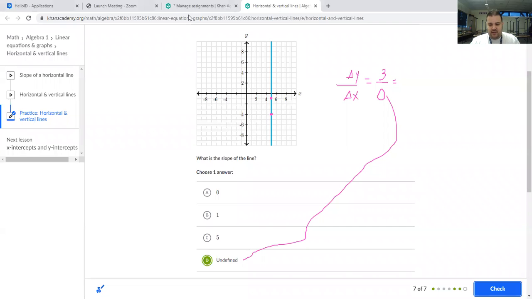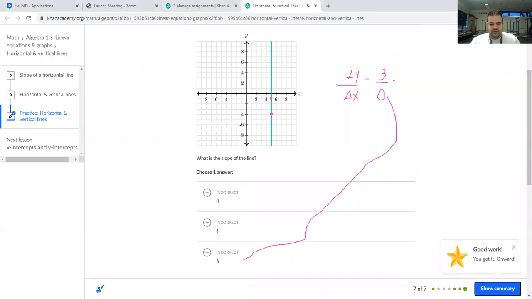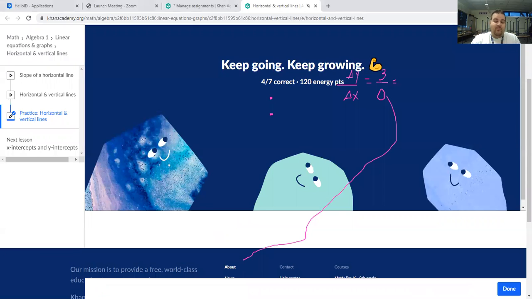It is undefined. All right. So you can summarize a rule for this, to memorize, but basically one of them is going to have undefined slope. One of them is going to have a slope of 0. It's up to you to figure out which one's which.